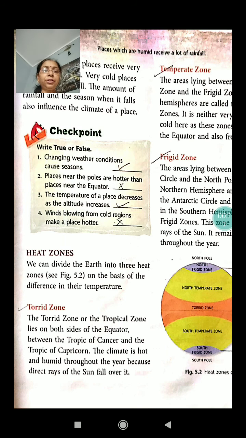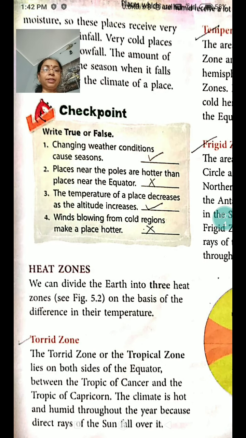I will take the checkpoint. Let us see the true and false questions given in this lesson. First one: changing weather conditions cause seasons. This is true. Places near the poles are hotter than places near the equator. This is false because places near the poles are very cold, not hot.